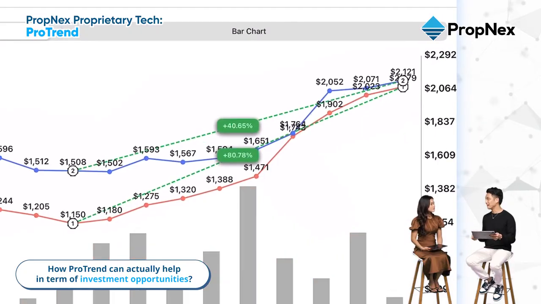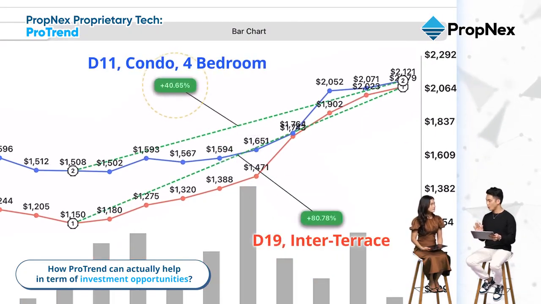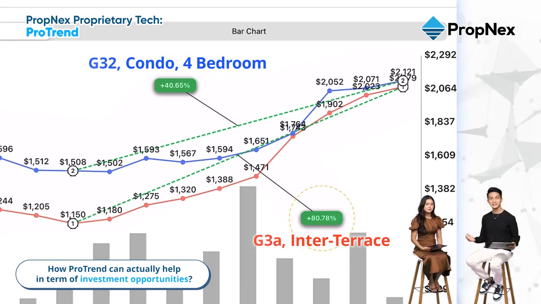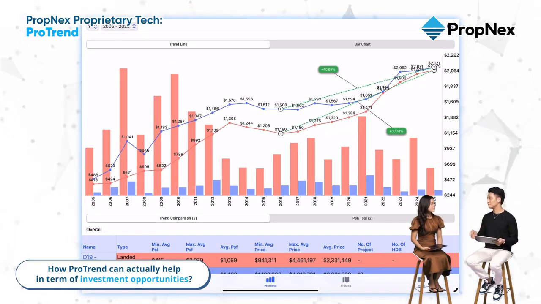Alright, so interesting finding, the result is very clear. The 4-bedroom condo at District 11, freehold, actually grew 40%. On the other end, the freehold inter-terrace at District 19 actually grew almost doubled at 80.78%. So the answer is clear. With this, they give them clarity and confidence to proceed with their landed purchase.